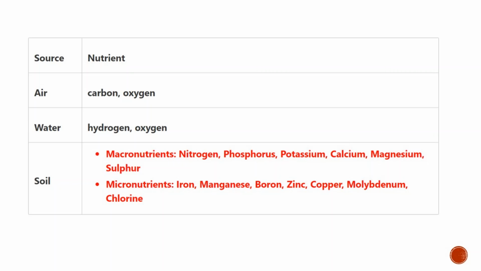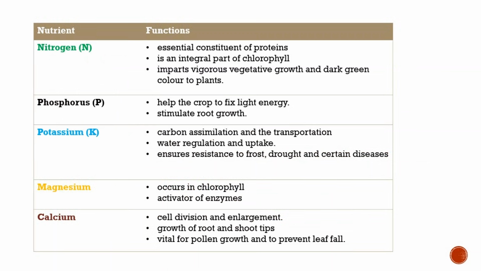As you can see in the chart, air supplies carbon and oxygen, hydrogen comes from water, and soil supplies the other 13 nutrients to plants. Among these 13 nutrients, 6 are required in large quantities and are therefore called macronutrients, and other 7 nutrients are used by plants in small quantities and are therefore called micronutrients. Deficiency of these nutrients affects the physiological process in plants, including reproduction, growth, and susceptibility to diseases.